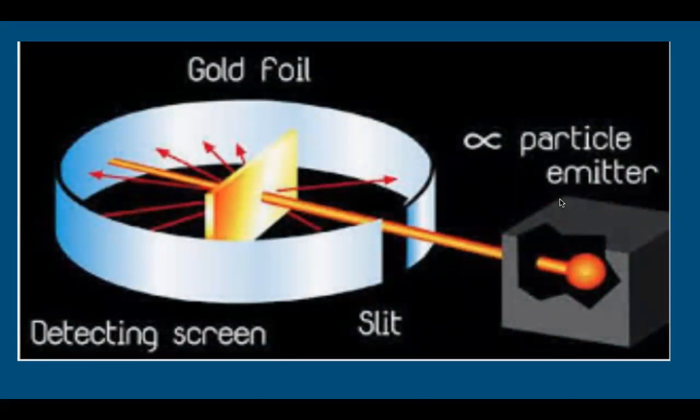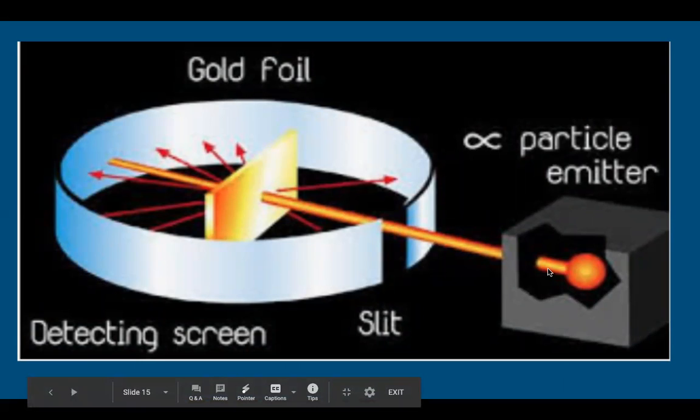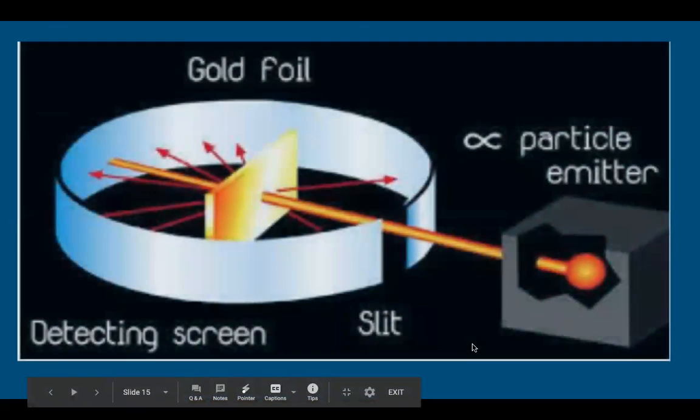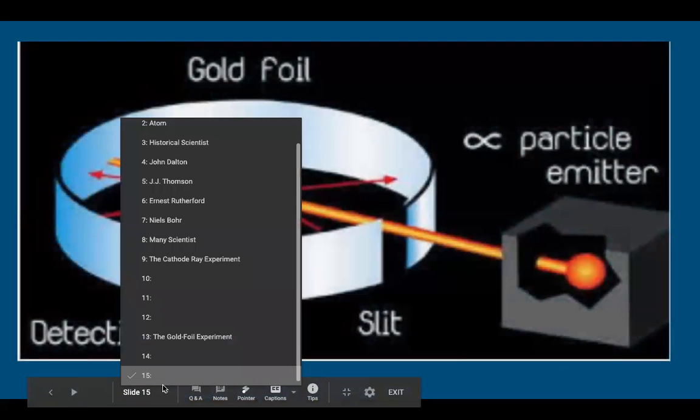This is just an example here. We have our particle emitter. That's the symbol for an alpha particle. It strikes the gold foil. And then we have our detecting screen. And you can see that most of these have gone straight through with no issue, but we did have a couple deflected back. And that's it.